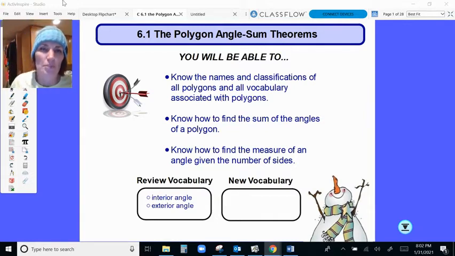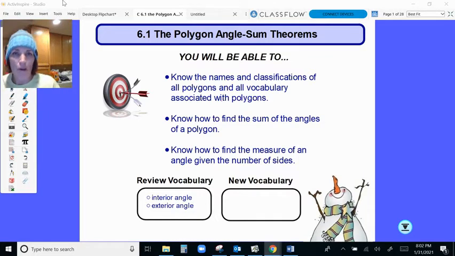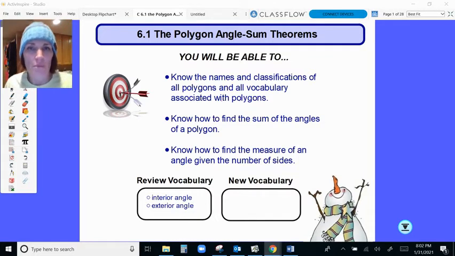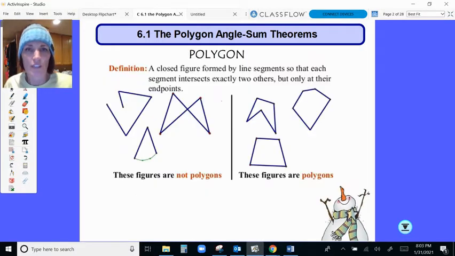We're going to begin chapter 6 in geometry, all about polygons. And today we're going to be looking at just some vocabulary and then also how to find the sum of the interior measures of a convex polygon. So first we're going to take a look at some definitions. You might want to get your notebook out, maybe even pause the video, and write down some of these definitions.